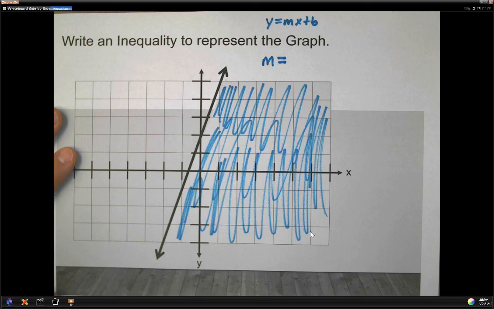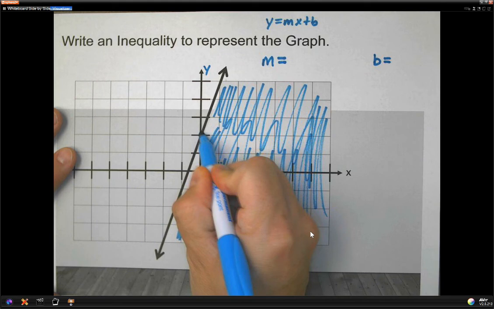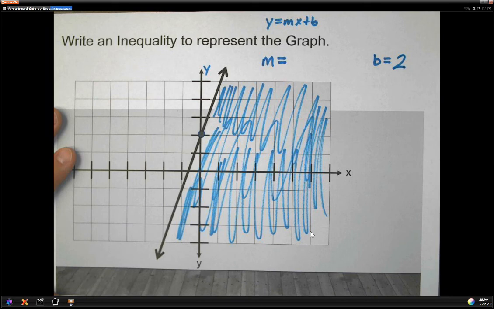Well, to me, the easiest one to start with is the y-intercept, right? Because it's always on the y-axis. So where does it cross the y-axis? It looks like right there at positive 2, that is where it crosses the y-axis. Bam, right there, right? Y-intercept, y-axis. Then I just have to find the slope.